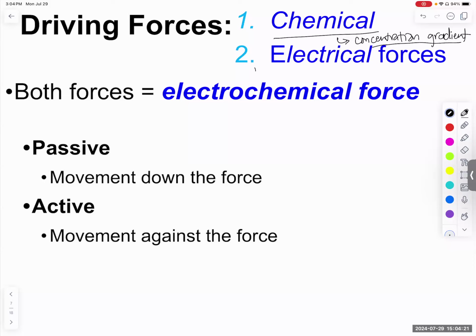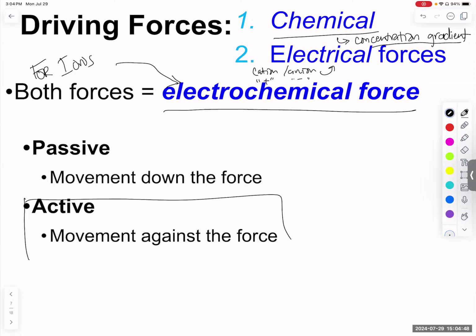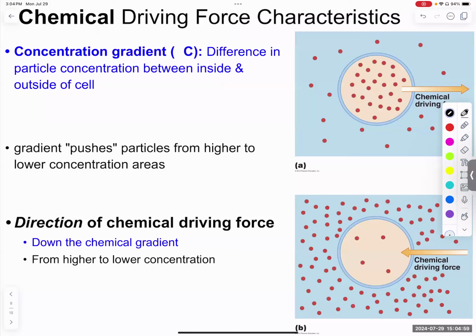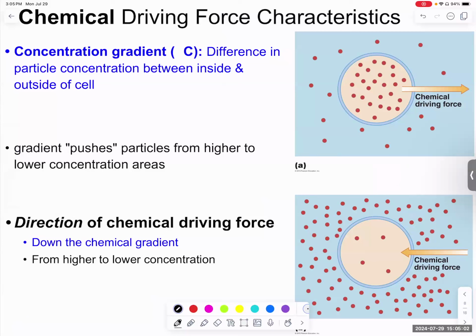There, for ions, since there's a cation or anion, right? So there's a negative charge or a positive charge, there's going to be an electrical force. And so for ions, there's both an electrical and a chemical force, and we call that the electrochemical gradient. Still is passive, unless you're actively transporting against their force. And it's a high to a low electrical gradient, a little bit different. It's really pluses and minuses. So we're going to spend some time going over that.